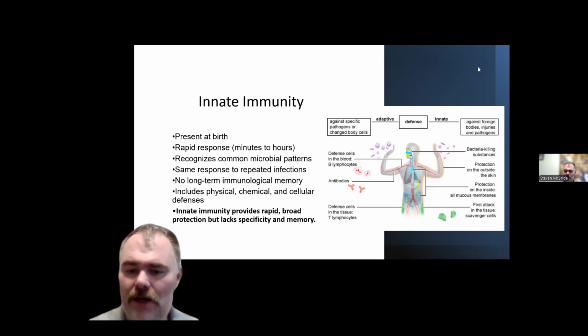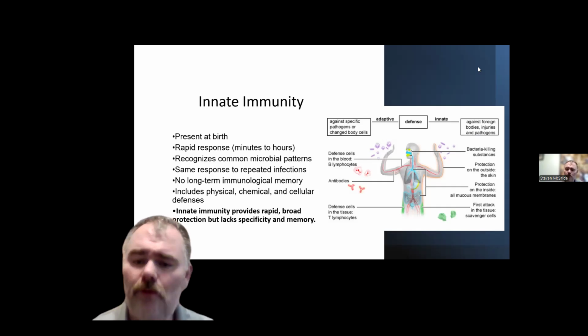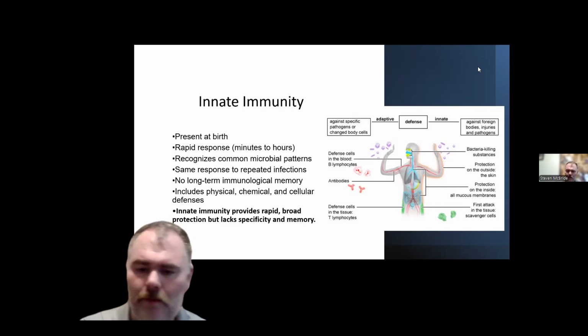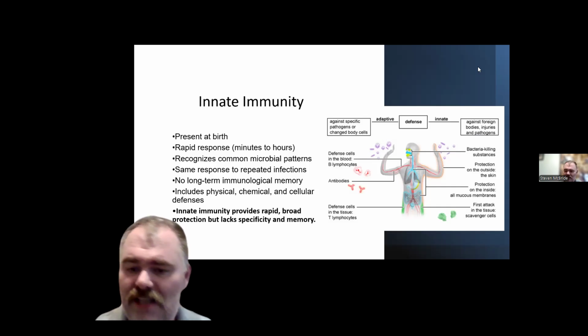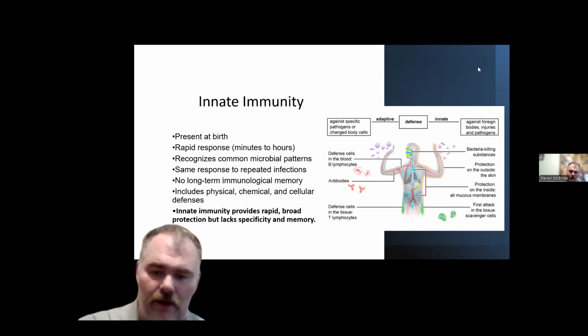Because innate immunity recognizes broad patterns rather than specific pathogens, the response is generally the same each time a microbe is encountered. The innate immune system does not improve with repeated exposure and does not generate long-term immunological memory. Examples of innate immune defenses include physical barriers such as the skin, chemical defenses such as stomach acid and antimicrobial enzymes, and cellular defenses such as macrophages and neutrophils that engulf and destroy microbes.